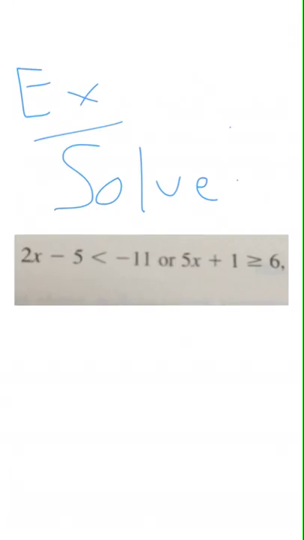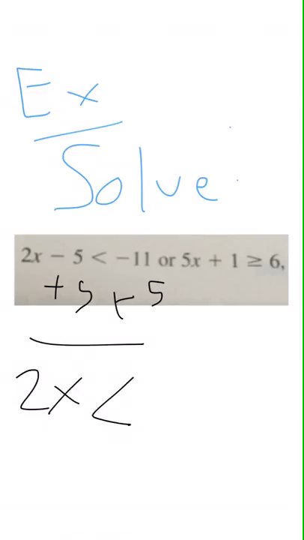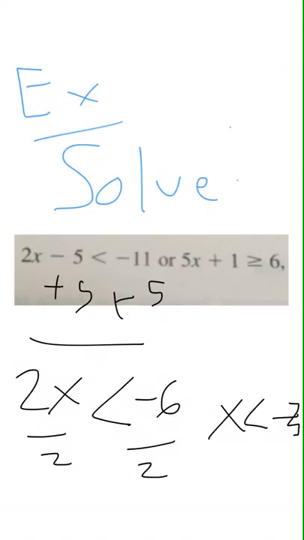Alright, so here's another example. Solve this compound inequality. 2x minus 5 is less than negative 11, or 5x plus 1 is greater than or equal to 6. That means it has to fit one inequality or the other, but whatever number we choose does not have to fit both. So if we solve the first inequality, add 5 to both sides, so we'd have 2x is less than negative 6, divided by 2, and x is less than negative 3.